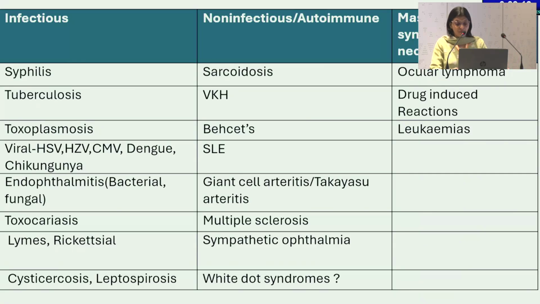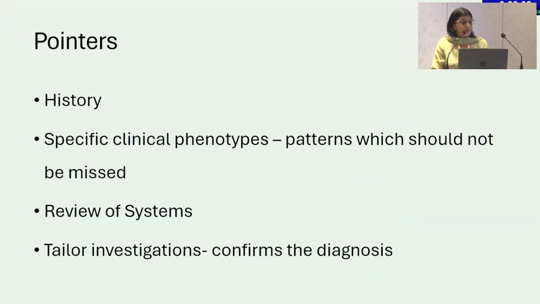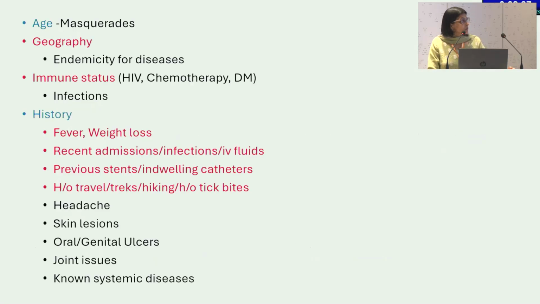These are the different infections which can cause posterior uveitis. Most importantly, there are some pointers, and history is a very, very important clue to differentiate. Then I'll look at certain specific clinical phenotypes and patterns which should not be missed, and also a review of systems which can help you come to a decent conclusion whether we are dealing with infection or non-infection. Then you tailor your investigations, be it ocular or systemic, which will confirm your diagnosis. So let's look at the history.